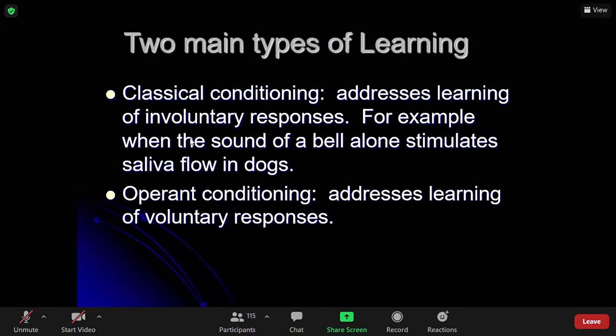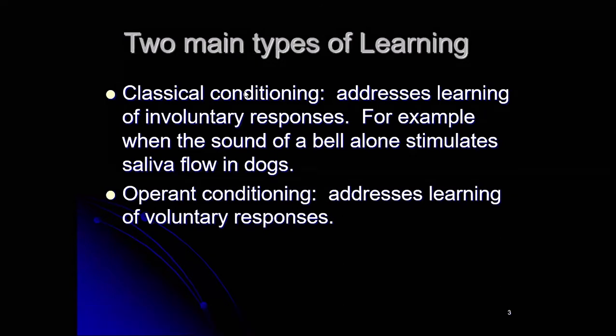So, you know this one already, you have two main types of learning. The classical conditioning, that is by Pavlov's experiment, right? The unconditioned stimulus and the conditioned stimulus. You can see that here in learning, for example, the dog.